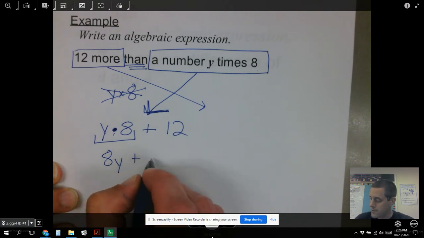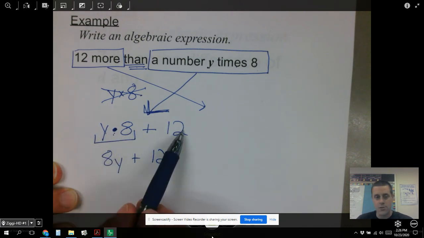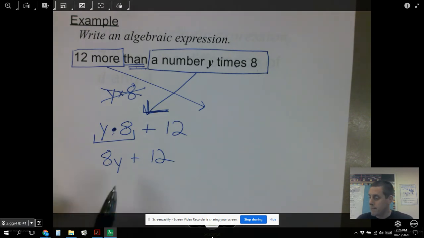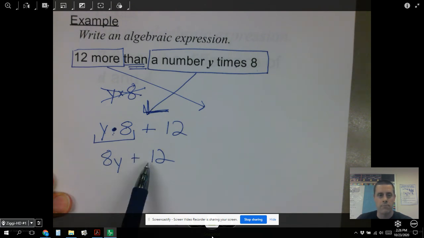That means 8 is being multiplied times y. And I can do plus 12. Both of these are correct, y times 8 plus 12 or 8y plus 12. I would accept both, but the proper way to write this, the way we want to write this algebraically as a mathematician, is 8y plus 12.